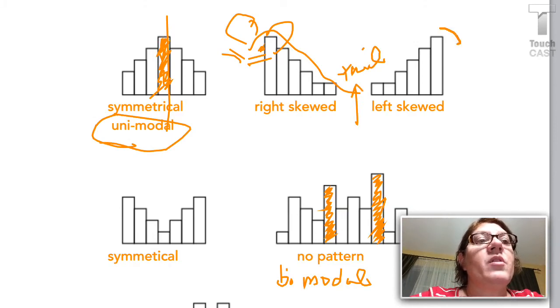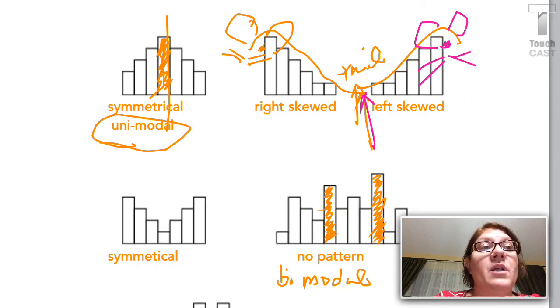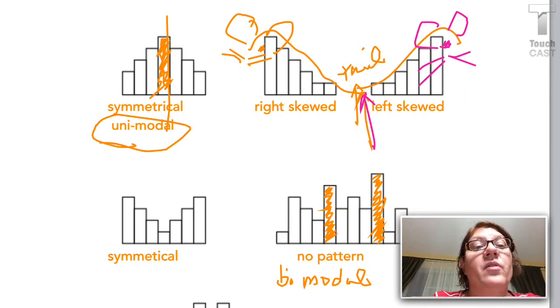And then here, same thing, if I draw a nice smooth curve around it, this time the tail is on the left. So again, here's my mouse. Pretend. I'm really bad at drawing, so you'll have to pretend all year with my drawings. So this one is left skewed because the tail is on the left.